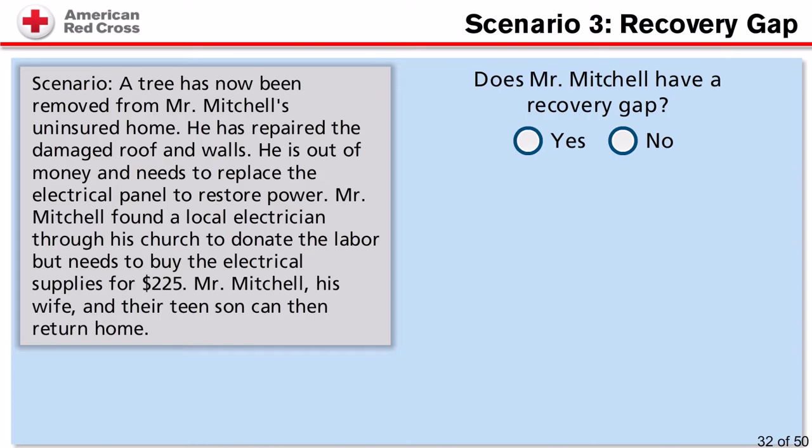A tree has now been removed from Mr. Mitchell's uninsured home. He has repaired the damaged roof and walls. He is out of money and needs to replace the electrical panel to restore power. Mr. Mitchell found a local electrician through his church to donate the labor, but needs to buy the electrical supplies for $225. Mr. Mitchell, his wife, and their teen son can then return home. Does Mr. Mitchell have a recovery gap? Yes or no?